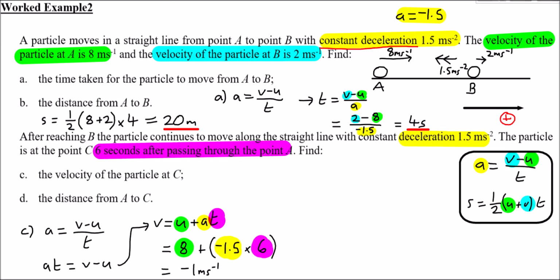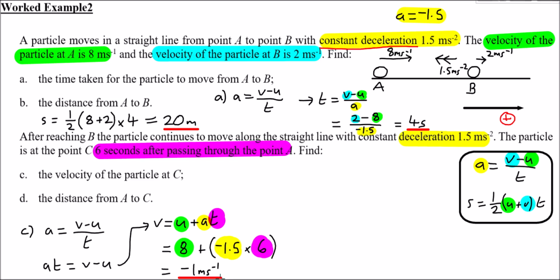So what's happening here is actually the particle has just changed direction very, very shortly before this, and now is coming back towards A. It's decelerated enough so that it stopped for an instant and then started reversing.